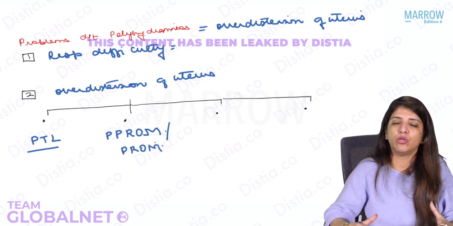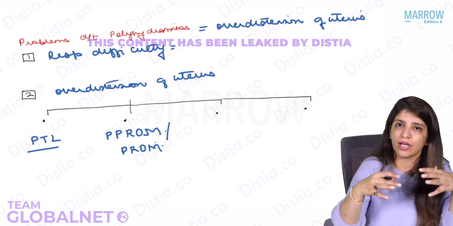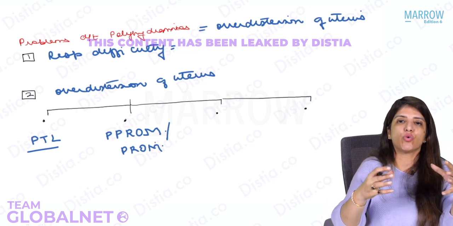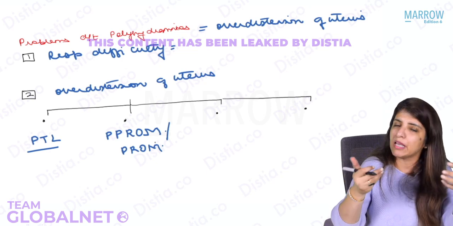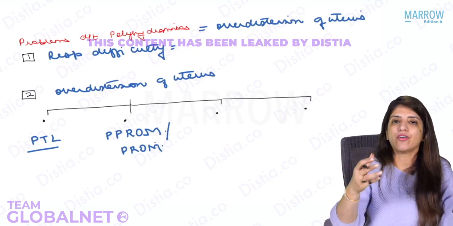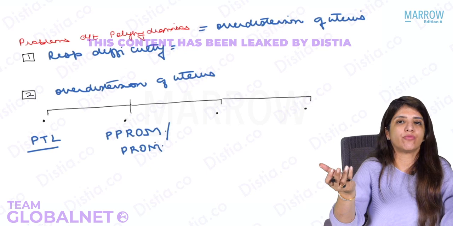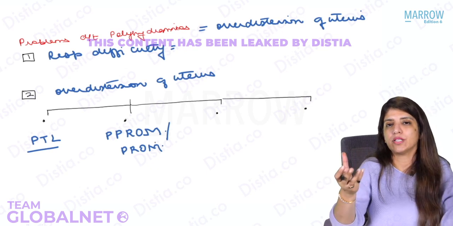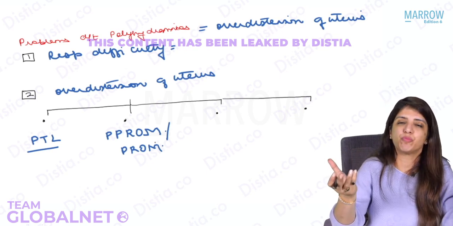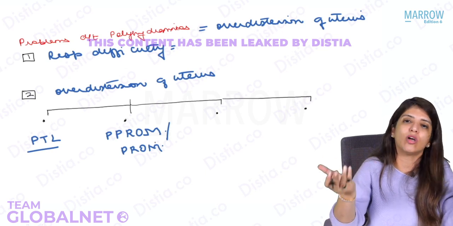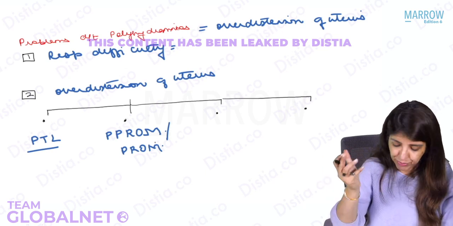Obviously, suppose there is a balloon and if you keep on filling water in it, ultimately a time is going to come when the balloon will burst. Same is the case here. Polyhydramnios means there is excessive amniotic fluid. Ultimately, one day the membranes are going to rupture, and that is what is preterm premature rupture of membranes or premature rupture of membranes. Right?